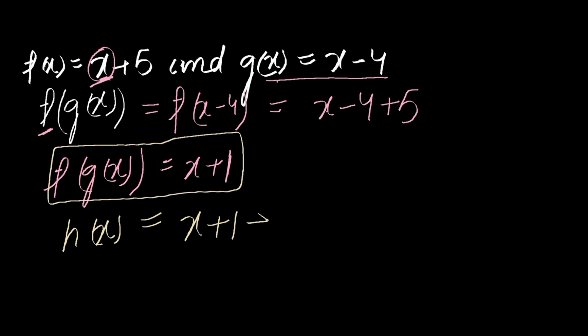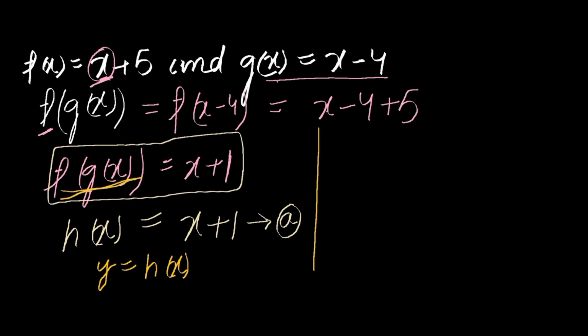So I will call it equation A. Then what should I do now? You all know that y is equal to h of x. We all know that the functions f of x, g of x, h of x are basically equal to y. So now I have to find h inverse, which is basically the inverse of this composite function. So take the inverse at both sides. So it would be h inverse of y equals x. So this is equation B.